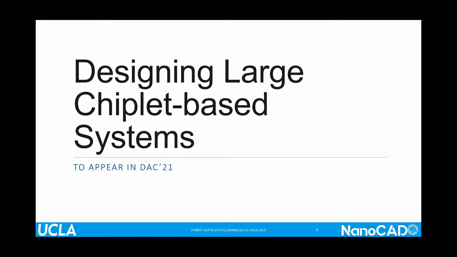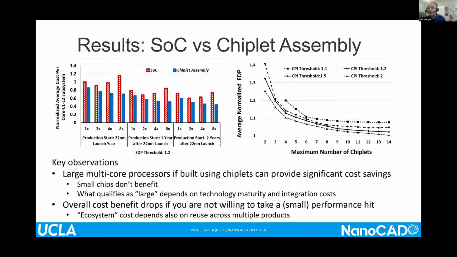Puneet, I do have a question on your previous slide. Now that you know you are going to disaggregate in chiplets, why do you not build something that will beat SoC performance by taking advantage of your possibility to integrate? Like, why live with that? Oh no, this is assuming that.